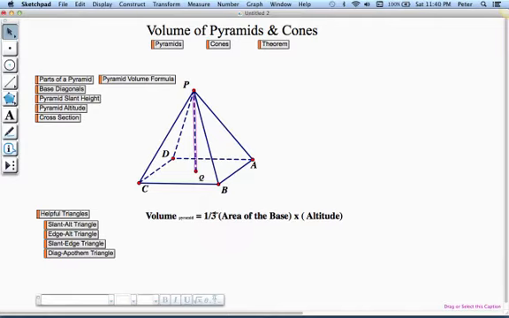Okay, now don't get this confused with surface area. Surface area is 1/2 perimeter of the base times the slant height. Volume is 1/3 area of the base times the altitude. Now, let's see whether this applies to cones.